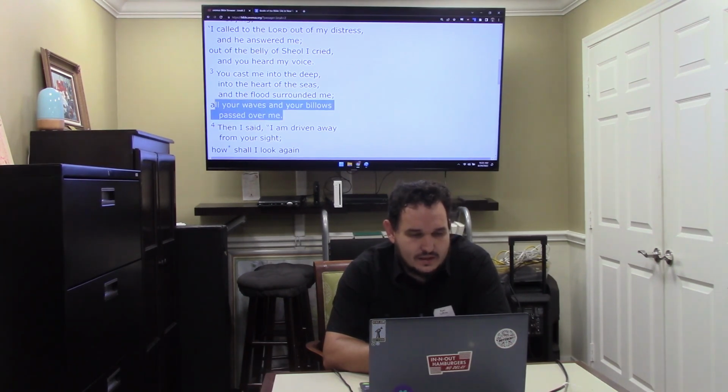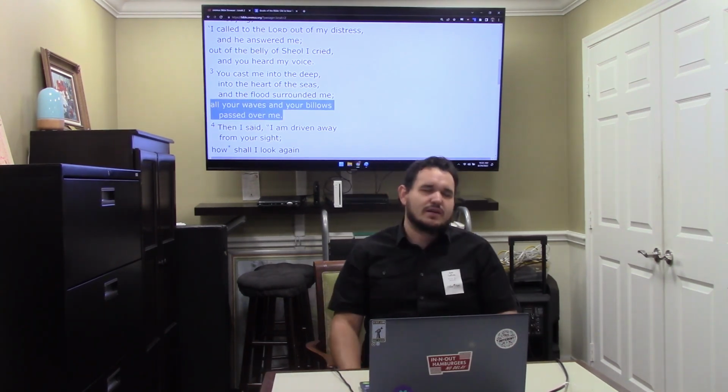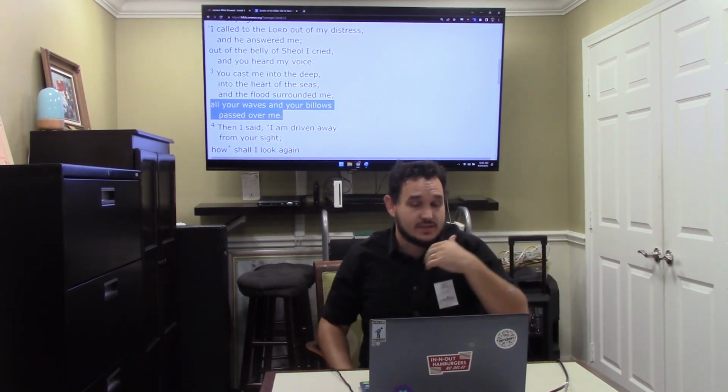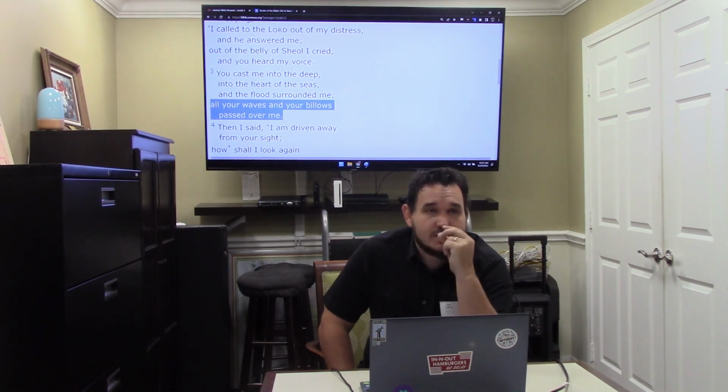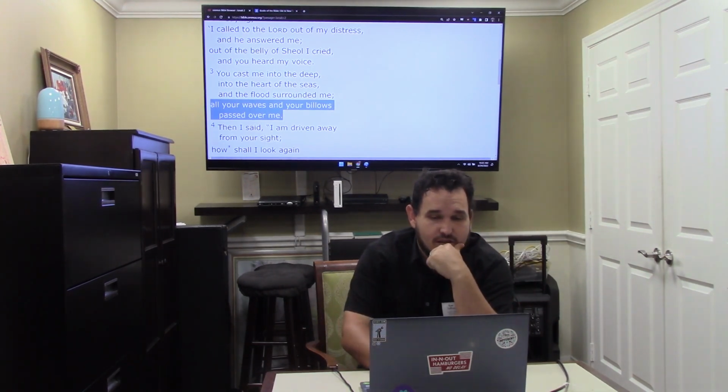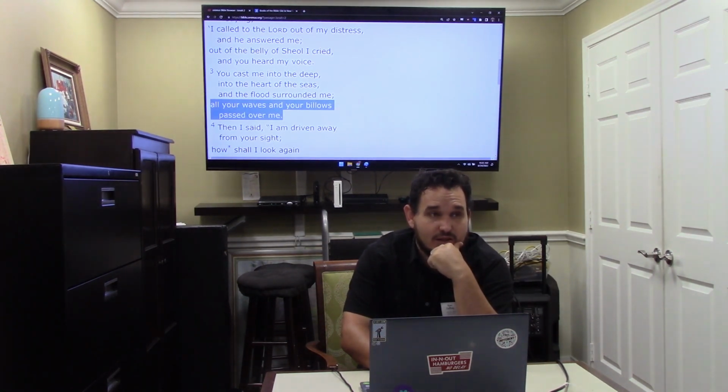One of the things that I have made a point of in St. John's, when I talk about the Psalms especially, is that Hebrew poetry loves parallelism. Parallelism is when we say the same thing in different words. And so you'll notice, I called out to the Lord in my distress. Out of the belly of Sheol, I cried. So distress is like Sheol. Called out is like crying. You see how that's the same thing in different words?